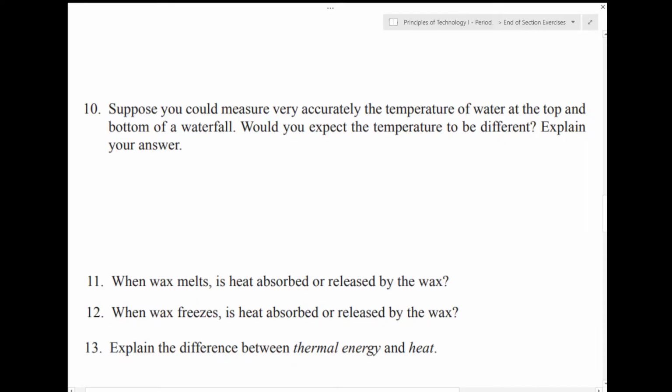Number 10. Suppose you could measure very accurately the temperature of water at the top and bottom of a waterfall. Would you expect the temperature to be different? Explain your answer. This one requires some critical thinking skills.